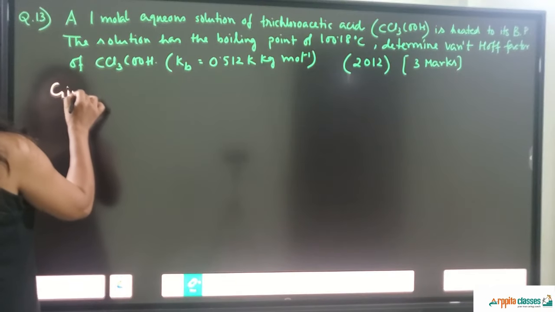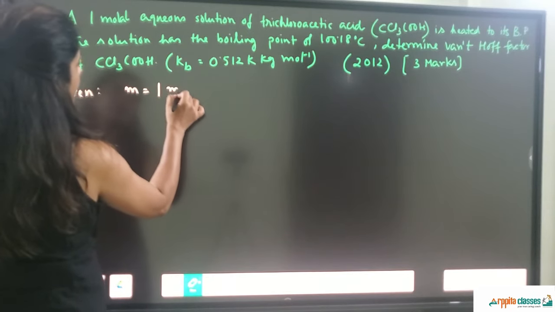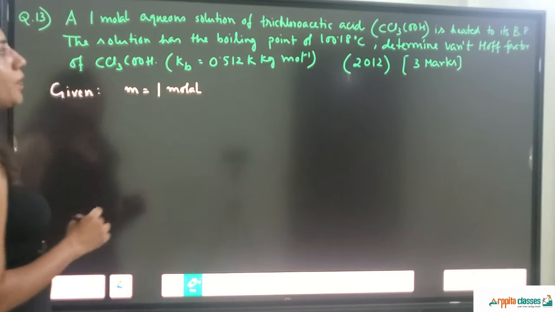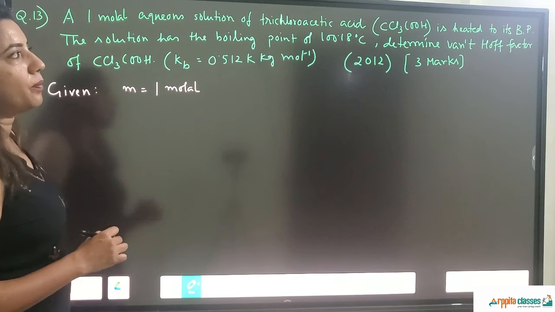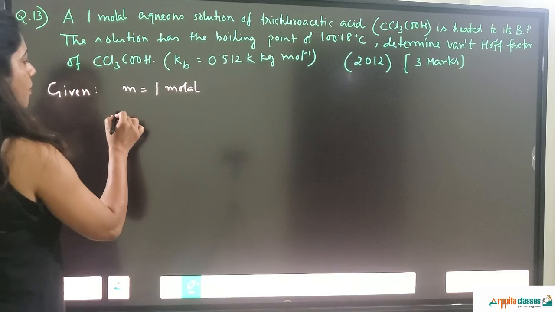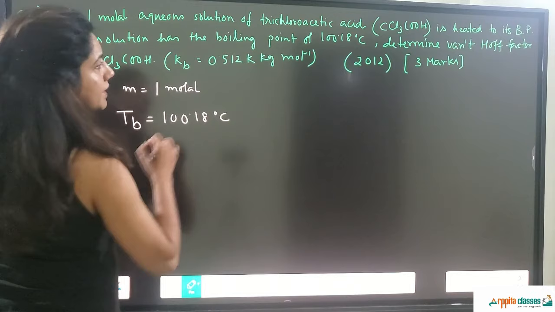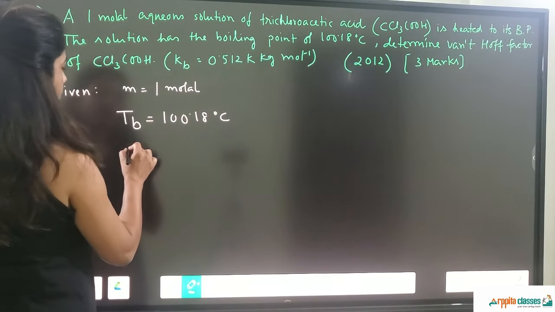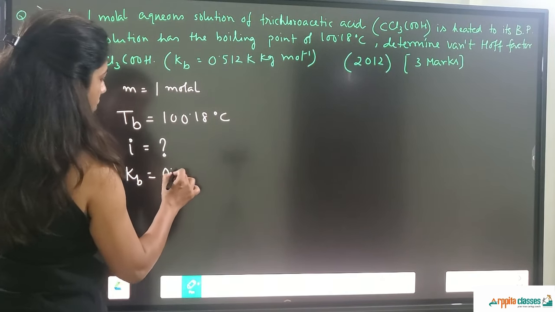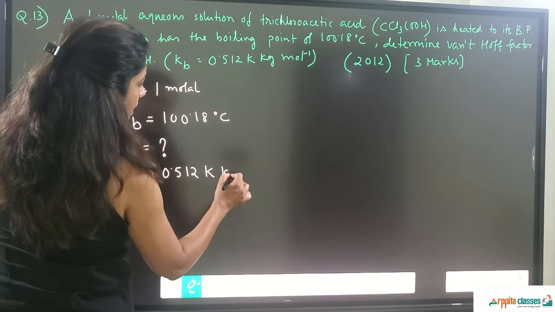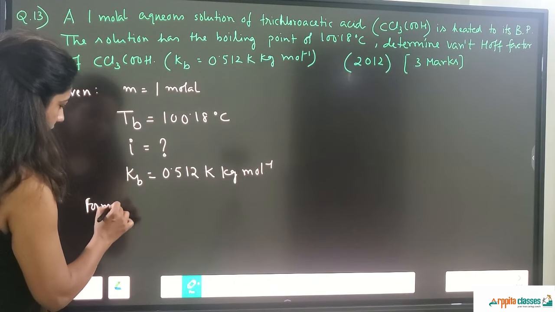So given quantities, first we'll write down 1 molar. So here molarity is equal to 1 molar. The solution has a boiling point of 100.18. This is the boiling point of the solution, that is Tb, 100.18 degrees Celsius. Determine Van't Hoff factor. So i we have to find out for this, and the value of Kb is given, 0.512 Kelvin kg per mole.